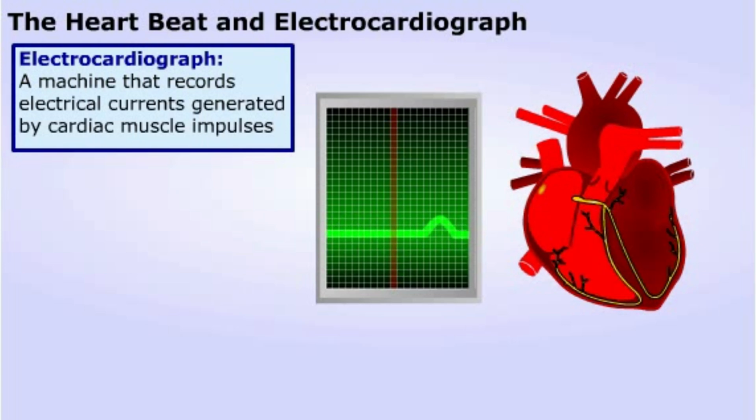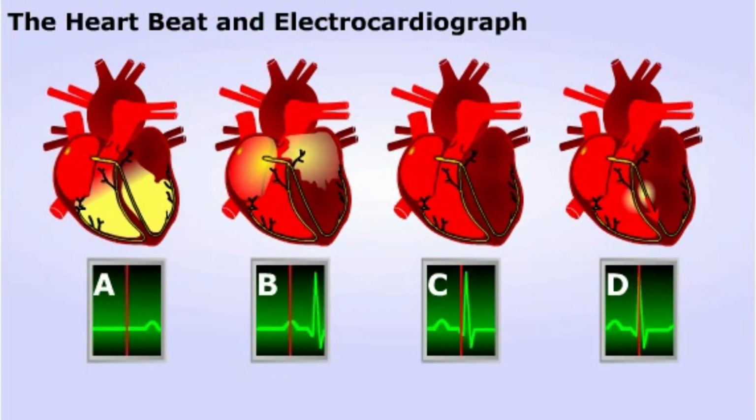Now that we've looked at the electrocardiograph trace of the heartbeat, see if you can match up the different phases of the electrocardiograph with the correct part of the heart cycle. Click Submit to see if you are correct.